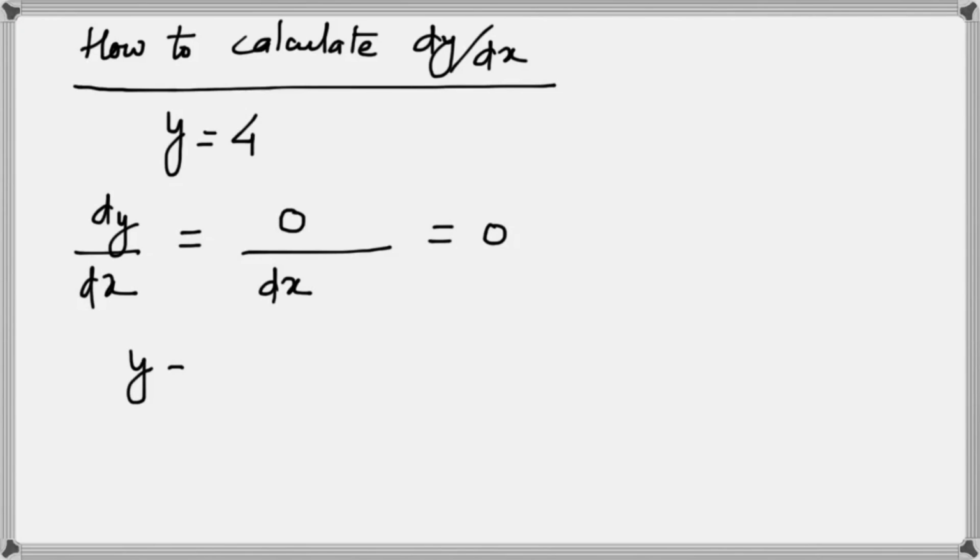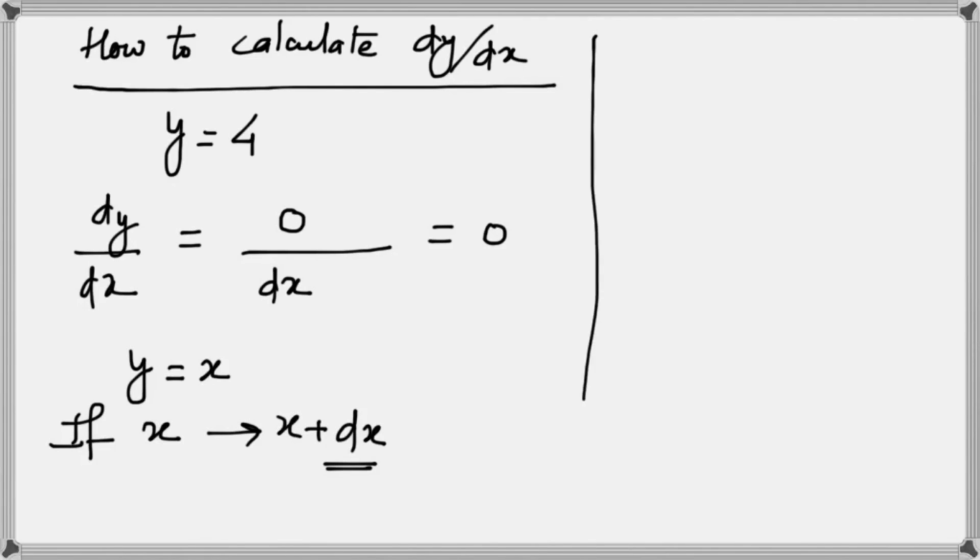Now we have y equal to x. This is the equation that we have been given, y equal to x. Now if x changes by dx, then it becomes x plus dx. This is the change in x, and because of that y will change to y plus change in y. Let's call the equation, equation 1.